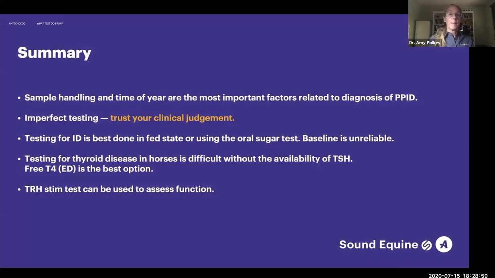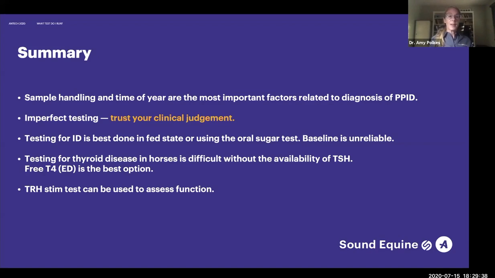Okay, so in summary here, sample handling and time of the year are the most important factors related to diagnosis of PPID, as I mentioned. I do want to say that it is imperfect testing. Even with what we have now, I always say trust your clinical judgment. I do feel like there are some horses that, even though they look clinically like they might have PPID, the ACTH is not where you think it would be. I do think the TRH stim is more reliable, but sometimes they're early on in the disease.